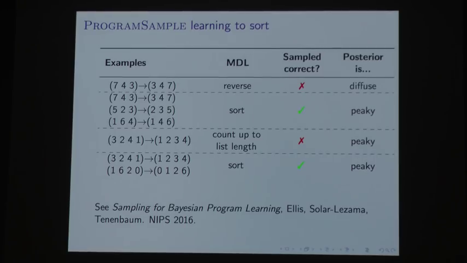You can also give it a list of length 4, which I sort of crafted so that there's an alternative simpler explanation. If you ask me to sort the list 3, 2, 4, 1, it produces a sequence that just counts up from 1, and it learns a degenerate solution of counting up the list length. And in fact, because that program is fairly short, and so has a lot of prior probability, the distribution is really peaky. But if you give it another example, it can revise its beliefs and say, okay, I'm pretty sure that what's going on is the routine is sorting.